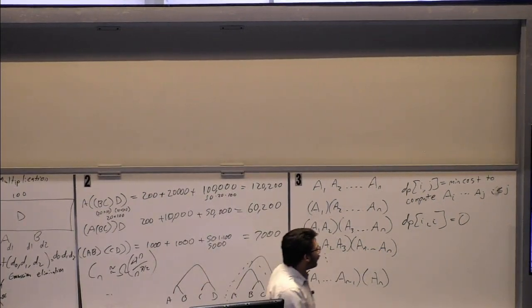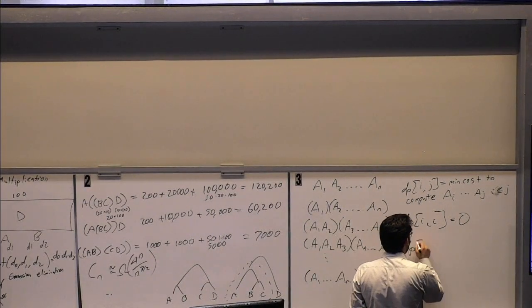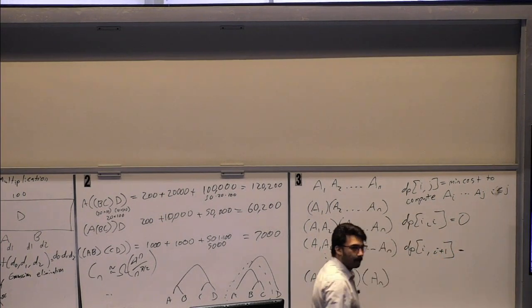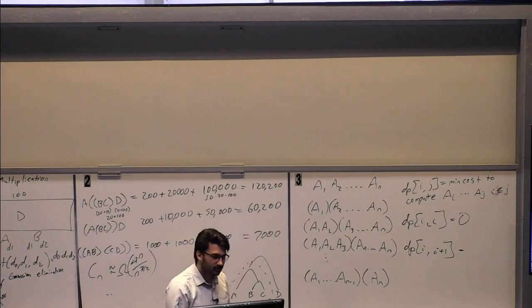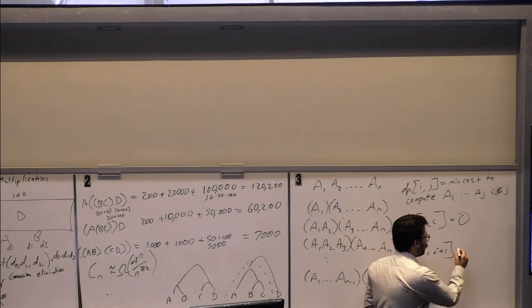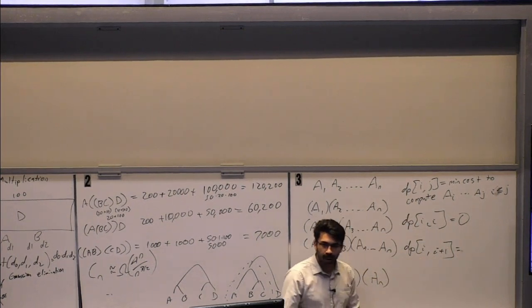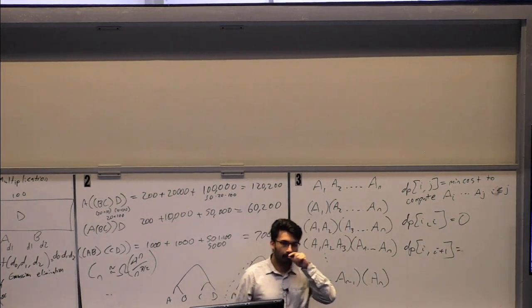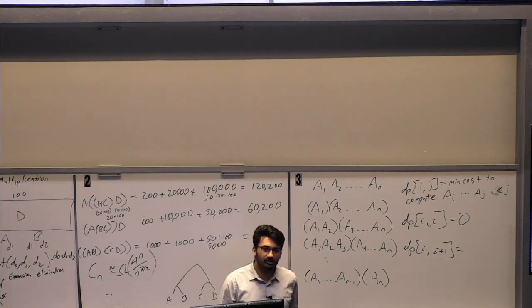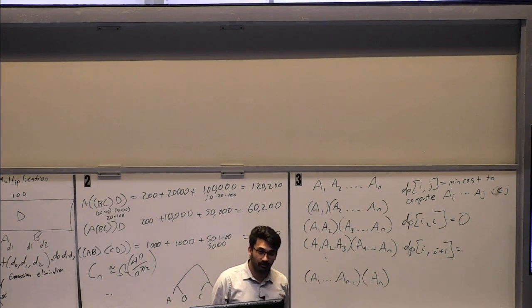What about DP of i and i plus 1? Slightly much harder question, actually, in the spirit of what we're doing here. And what is the min cost to compute Ai times Ai plus 1?